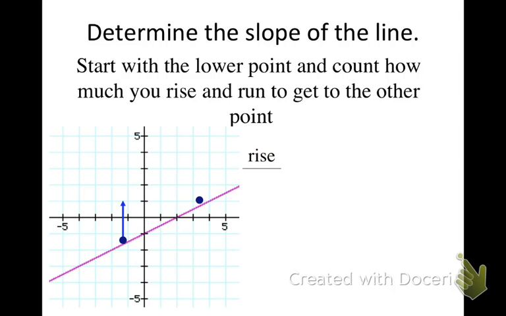So in our case, we have to rise 3 units to get to the same level, I should say, as our next point. Then we do our run, or our horizontal change. We have to go to the right, which looks like we're getting more positive. So if we're going to the right and our numbers are getting more and more positive, then we would use a positive number for that.